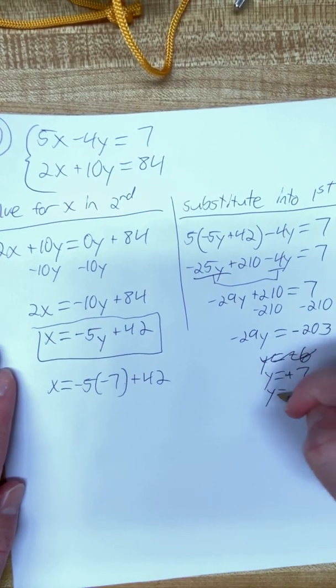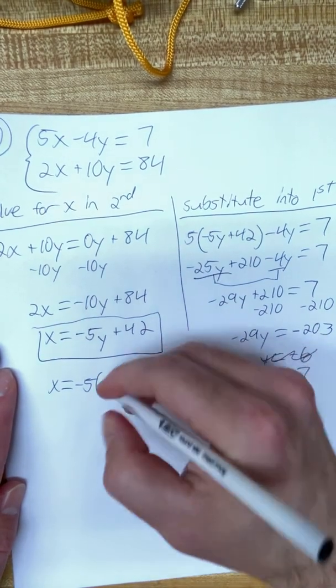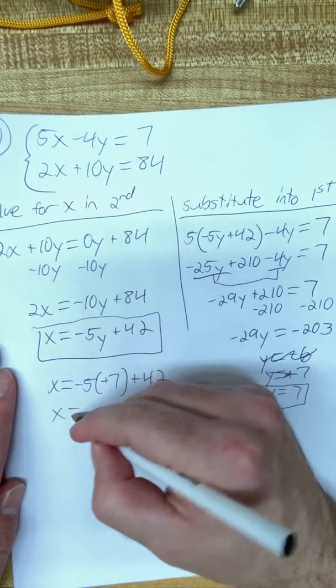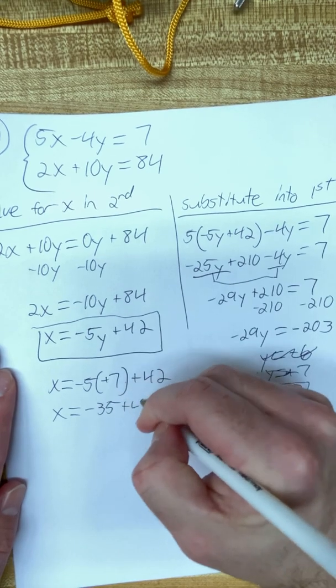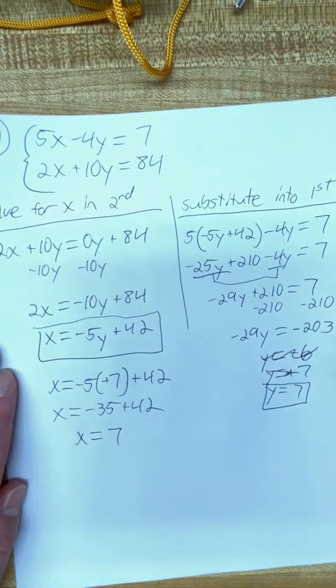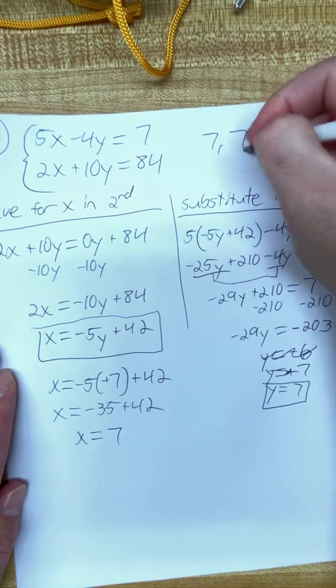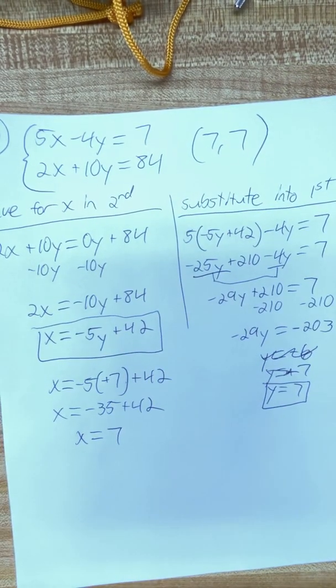+7 right there. Sorry about that. +7. So you're going to get x equals -35 plus 42. So x equals 7. So your final answer is 7, 7. All right.